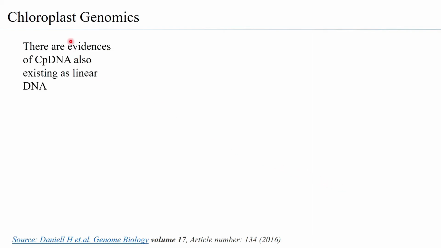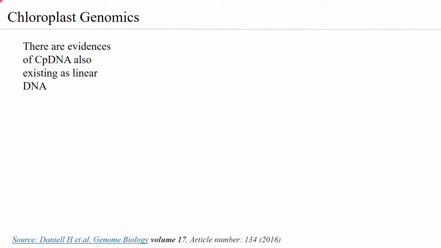Moving forward with chloroplast genomics, when we use the word genomics, it is basically studying the genes present in the DNA. There are evidences of the chloroplast DNA also existing as linear DNA. Now, this has been found to be very interesting. Why? Because it has been observed that those chloroplasts that have only a single inverted repeat somehow have been found to exist as linear DNA and also have been found to be broken into 2 parts.